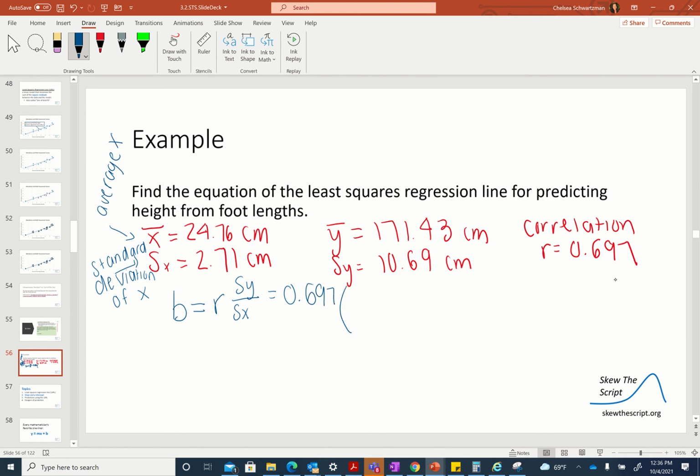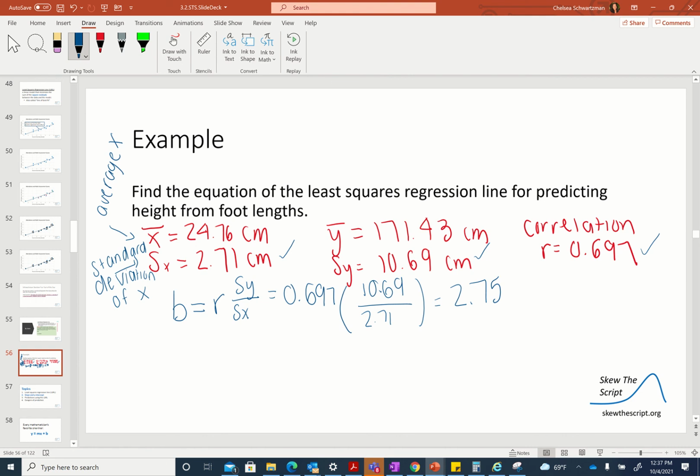0.697, which is our correlation, times our standard deviation of y, which is 10.69 centimeters, over our standard deviation of x, which was 2.71, and that equaled 2.75. Okay, that's our slope.